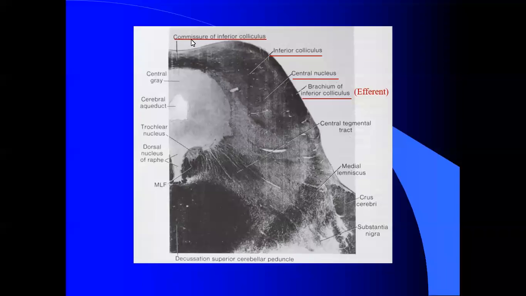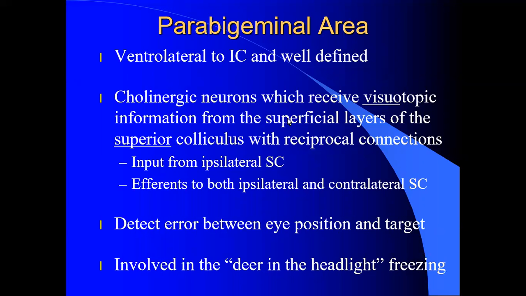Looking in more detail now, here is the commissure of the inferior colliculus. Here's the inferior colliculus. Here is the region of the central nucleus. Here's the brachium. Now the brachium of the inferior colliculus is efferent. The brachium of the superior colliculus is afferent. Okay, so they're really quite different structures. They look the same, they're next to each other. We call them the quadrigeminal plate as if they're four twins. They're really, really different from one another. They play fundamentally different roles in the visual or auditory system.